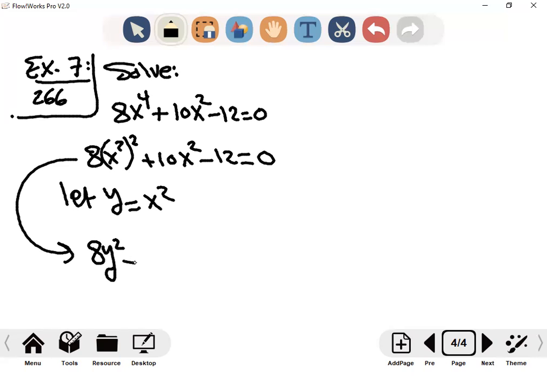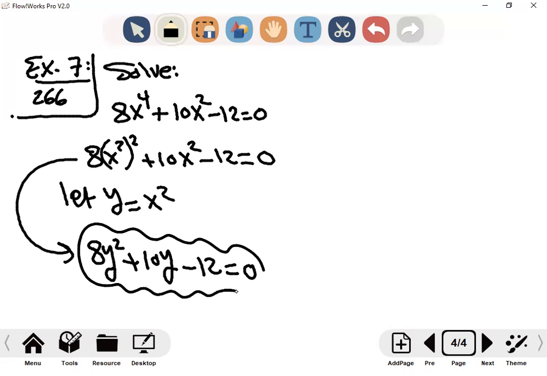8y power 2 plus 10y power minus what? equals 0. Can we solve this equation? Yes. Let's use what? Delta, quadratic form. No, factorize it. Factorize this.